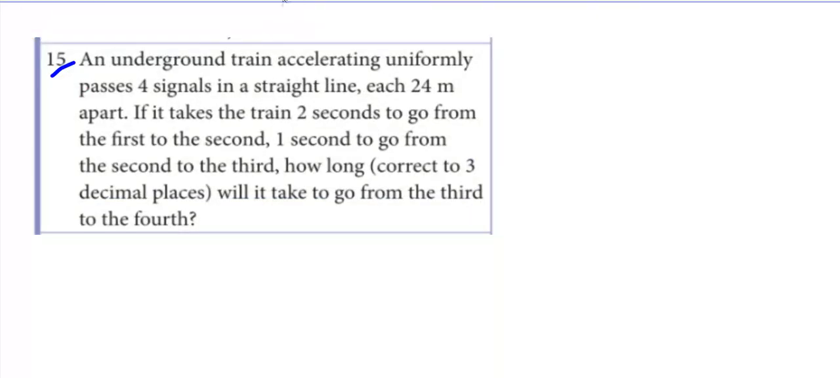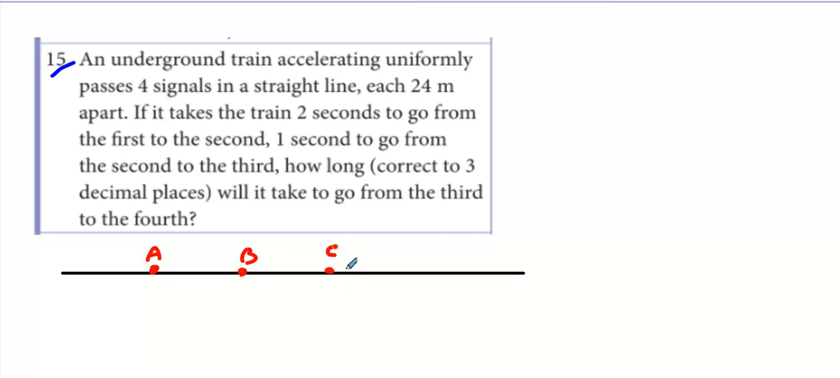Once again, a train passes 4 signals, each 24 meters apart. It's moving as it goes through them. Everybody cool with that? So, A, B, C, D. They're all 24 meters apart. Is that cool? There's 4 of them, is it? 4 of them would indicate 3 sections, okay?